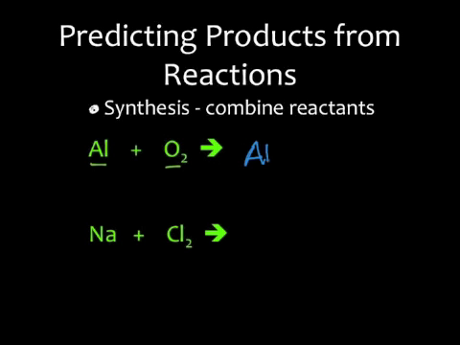So aluminum we know is a +3, oxygen is a -2, so we're going to crisscross those charges. So we end up with Al2O3. So when you have aluminum reacting with oxygen, we get Al2O3. And then our last step is we have to go back to what we did in the previous lesson and we have to balance it.